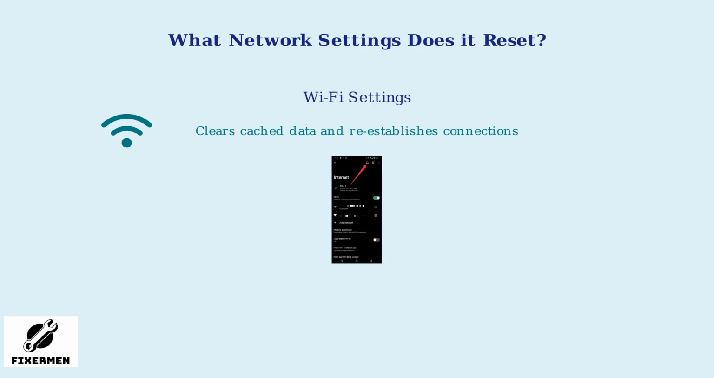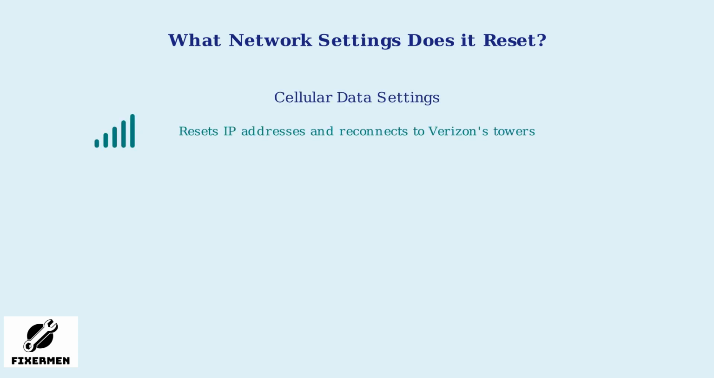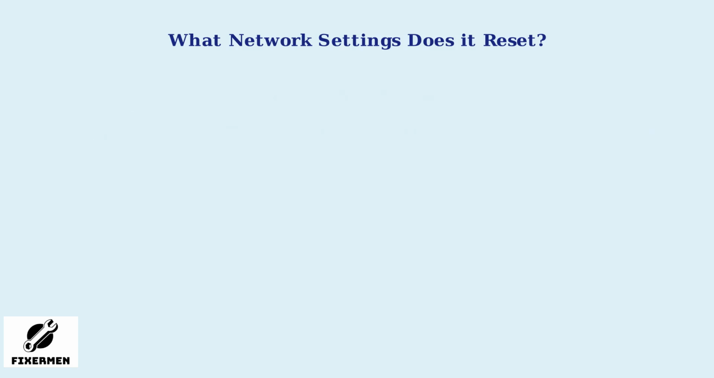First, Wi-Fi settings are reset. This clears cached data that might be causing connection issues and forces the device to reestablish connections to wireless networks. Next, cellular data settings get reset. This restores default IP addresses and ensures the device properly reconnects to Verizon cellular towers for optimal data performance.